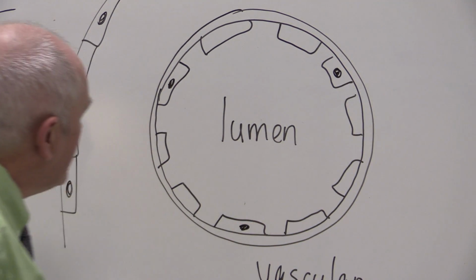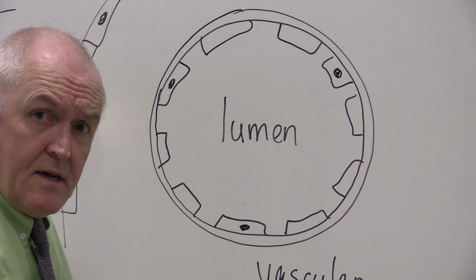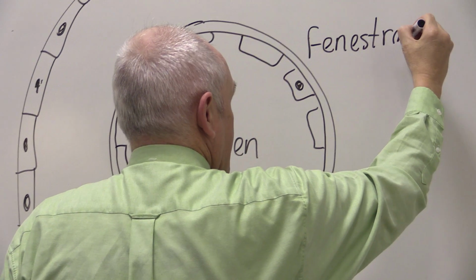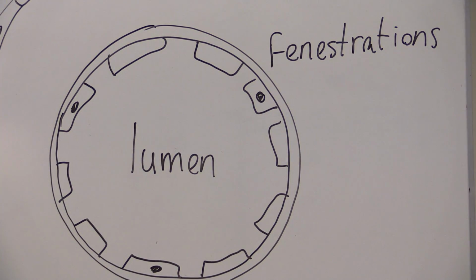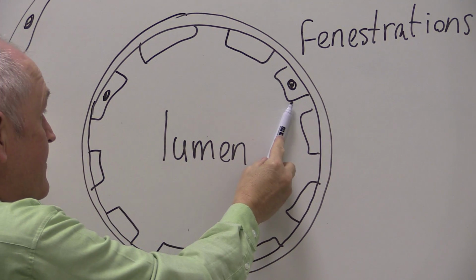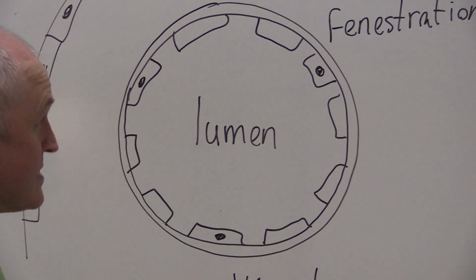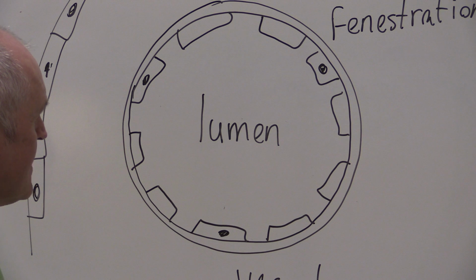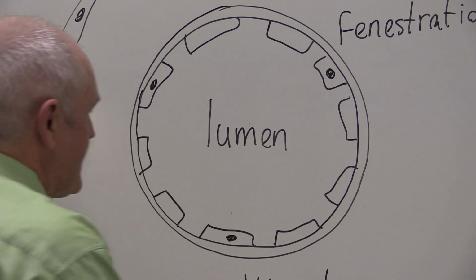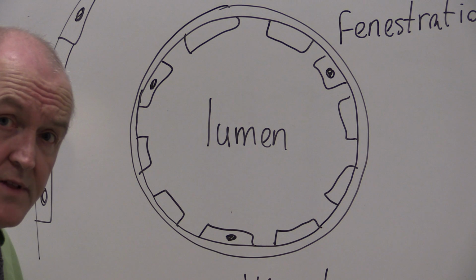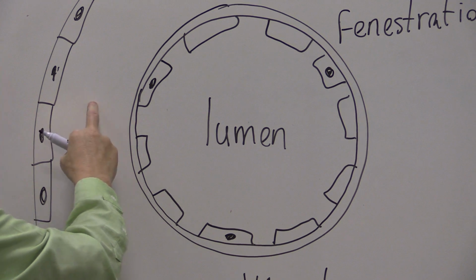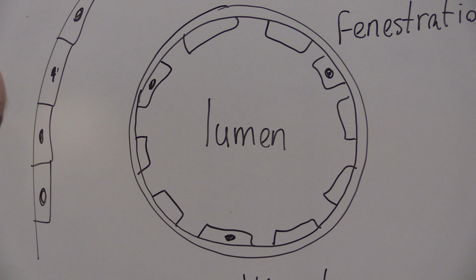And these large gaps are quite deliberate. They're called fenestrations. So here we have a fenestration. Here we have a fenestration. And fenestration is just a word that means window. So there's plenty of space for the process of ultrafiltration to take place from the blood in the lumen of the glomerular capillary through into Bowman's space over here. But there's more to it than this.